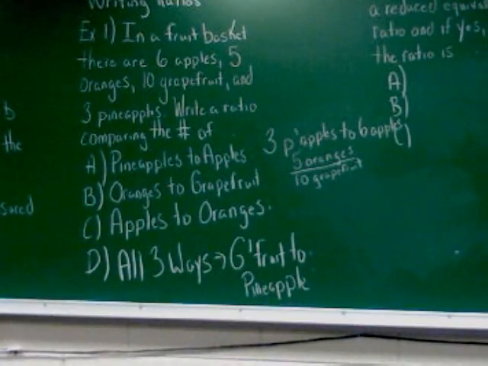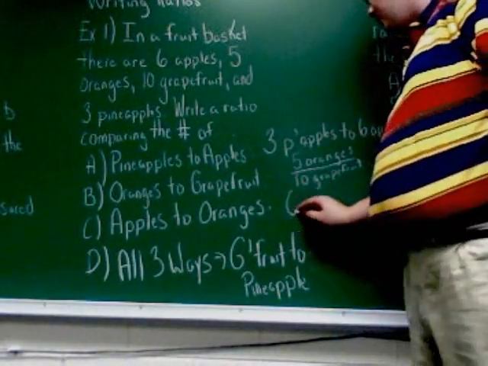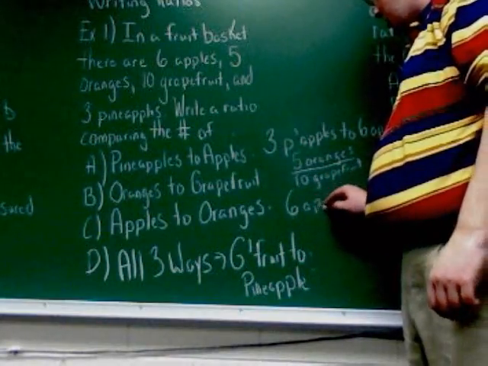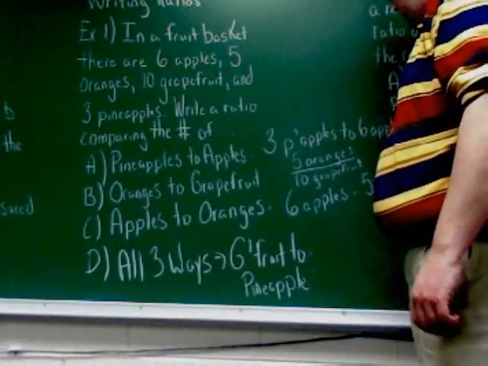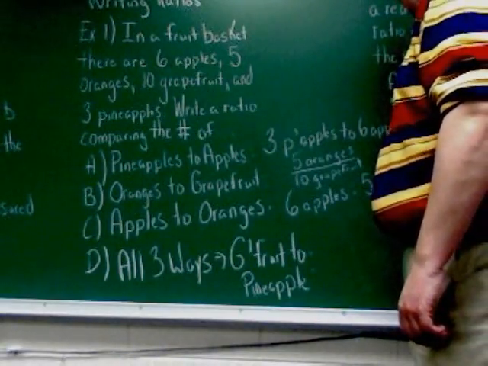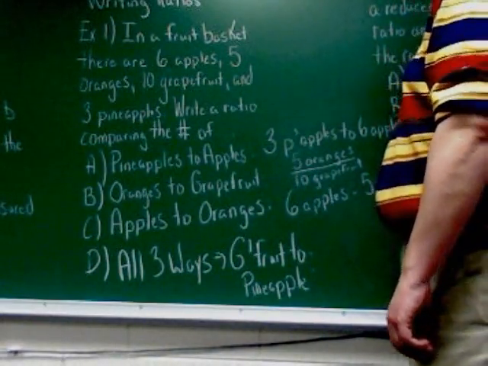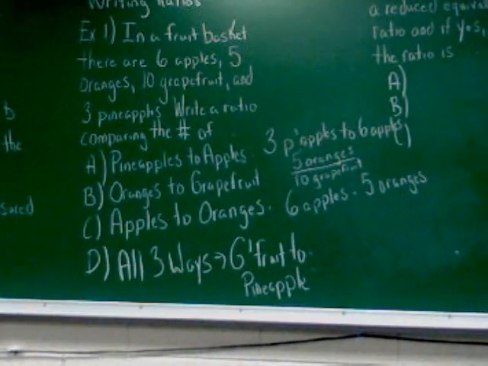Apples to oranges, well, we know there's 6 apples and 5 oranges, and we said the other way you could write it would be with a colon in it. So 6 apples, colon, 5 oranges.